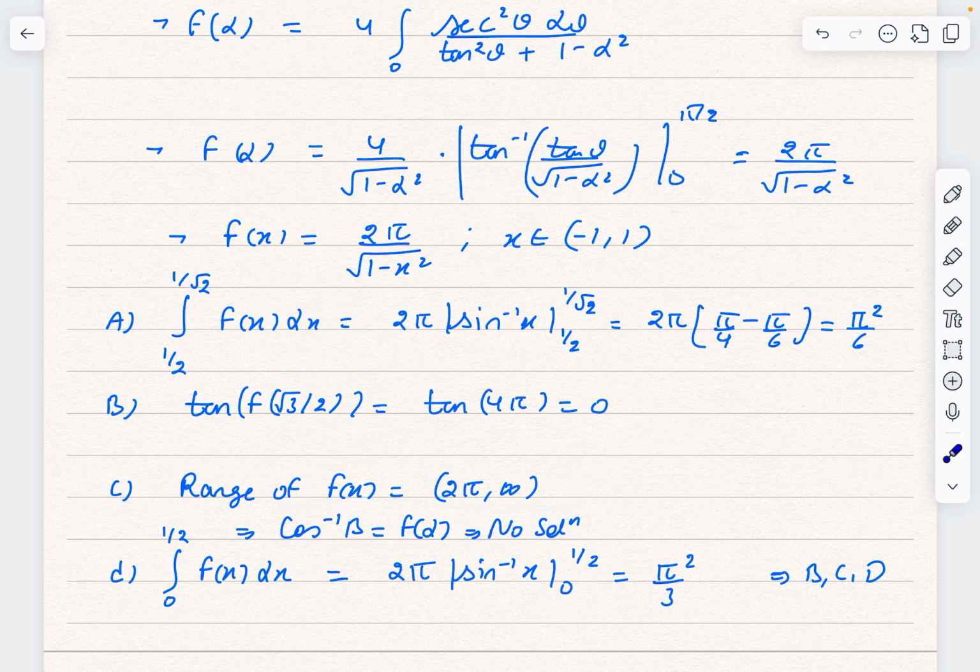In the D option, they're asking integral 0 to half f(x) dx. So again integrate this, sine inverse x, with 2 pi outside, 0 to half, we get pi square by 3. So the correct answer will be BCD.